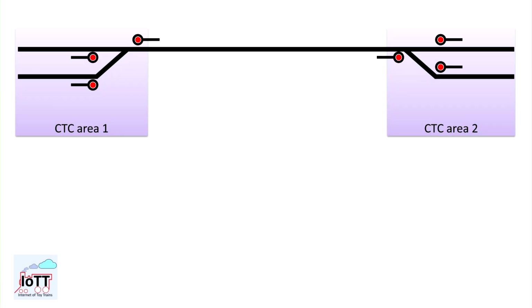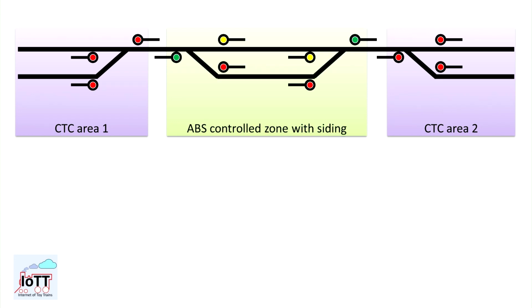The goal is to implement two CTC controlled yard sections with an ABS controlled track in between them. To add to the complexity, the ABS section also has a siding, therefore signal aspects depend on turnout positions as well.